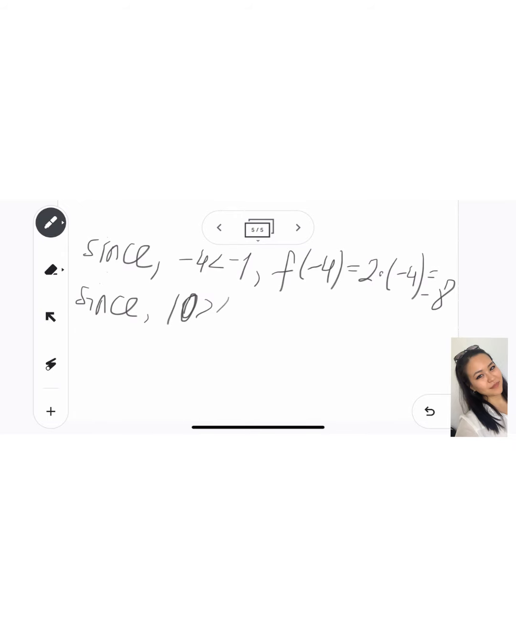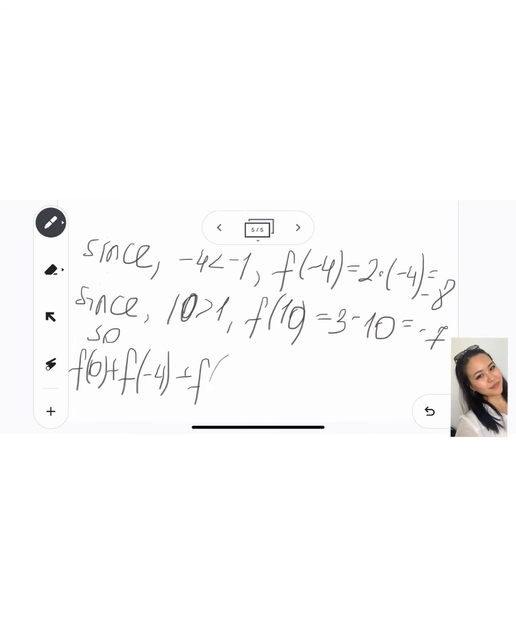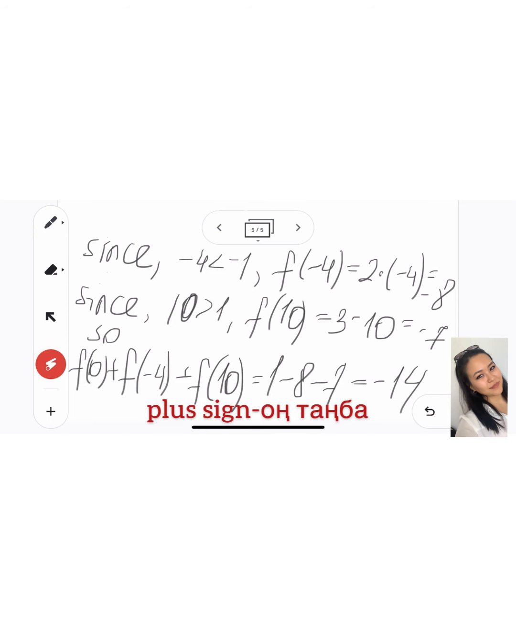Next is 10. We have to find f of 10. So 10 is greater than 1. So we put it in the first function, 3 minus x. 3 minus 10 equals negative 7. So the final thing, we have to add them all. So 1 minus 8 minus 7. We have to remember that plus and minus gives us minus. So it's negative 14.